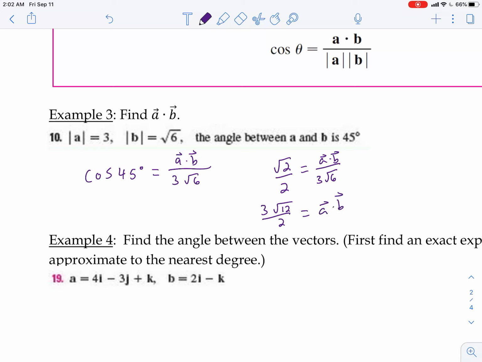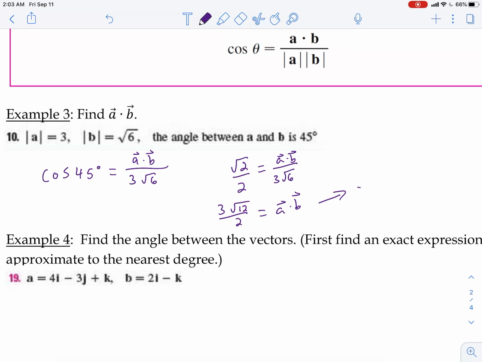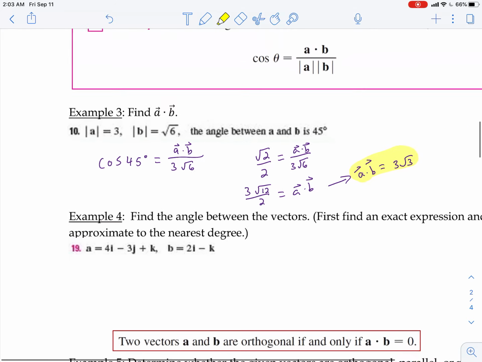We can simplify the square root of 12 to be the square root of 4 times 3, so we can pull out the square root of 4, which is a 2. And so our final answer is going to be A dot B is equal to 3 square roots of 3. And so now we're able to find the dot product without actually knowing the components of the vectors.